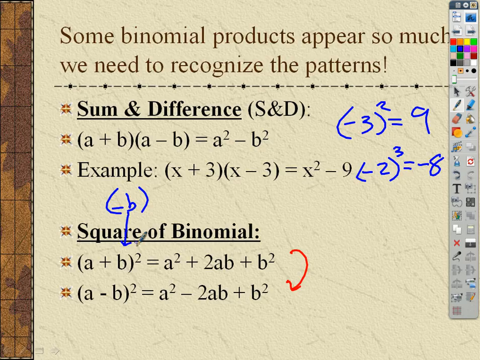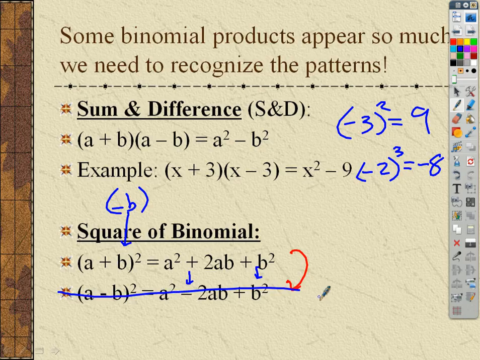Well, we'd end up with a squared plus 2 times a times negative b. That would become a squared minus 2ab, right? But the negative b squared would just turn out to be b squared, right? So really all we've done to go from the top formula to the bottom formula is substitute a negative b in for b. And so you don't even need the bottom one. You literally don't have to have it.